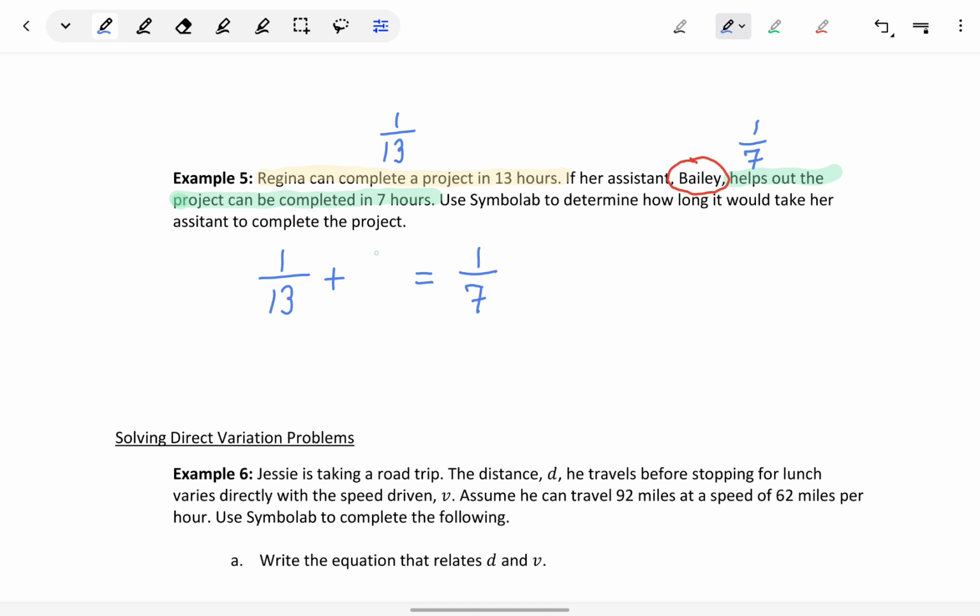That missing piece of information is how long it takes Bailey to complete this project on their own. So we set this up as 1 over x, with that missing value again representing Bailey's time to complete this project on their own.